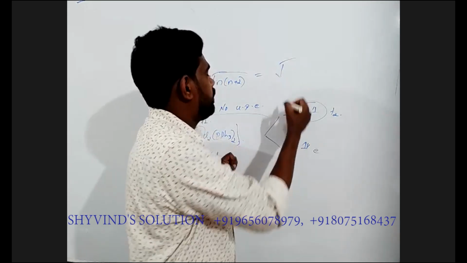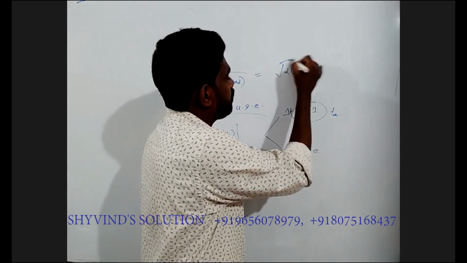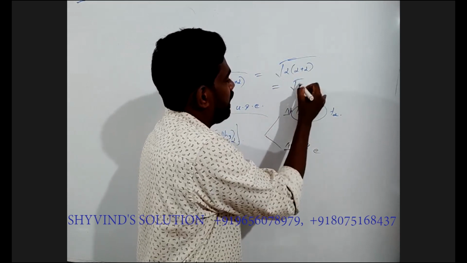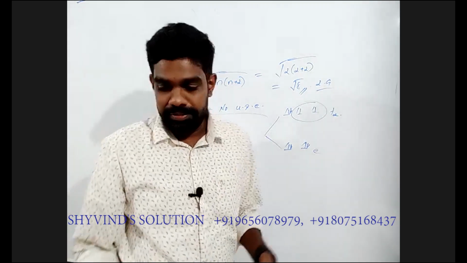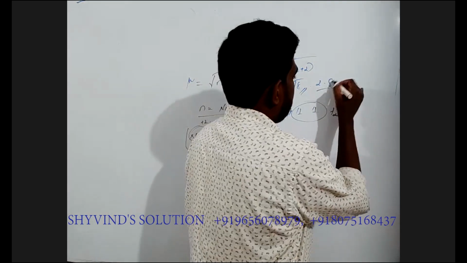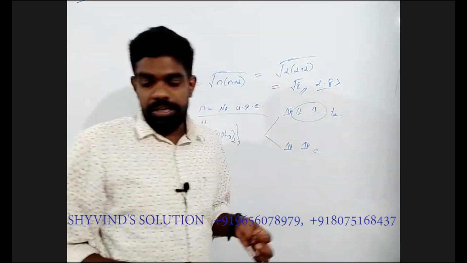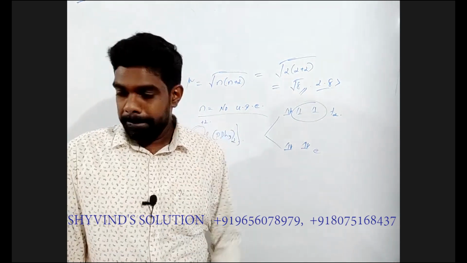We should apply this one. So mu will be equal to root of 2 into 2 plus 2, so it will be root 8. Root 8 is nearly 2.83. So the first value is 2.83. So it is option B and D.